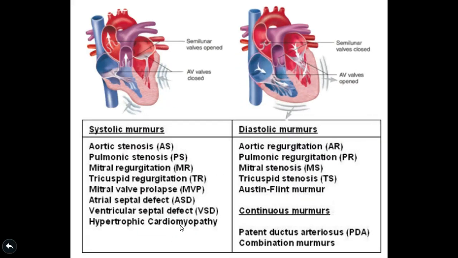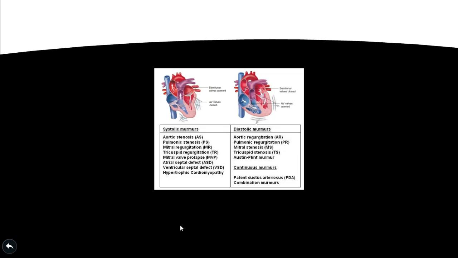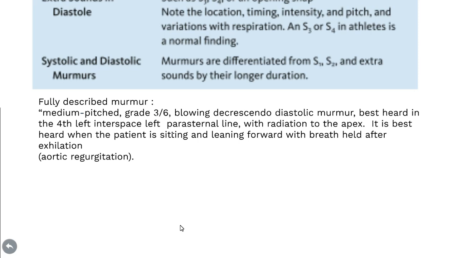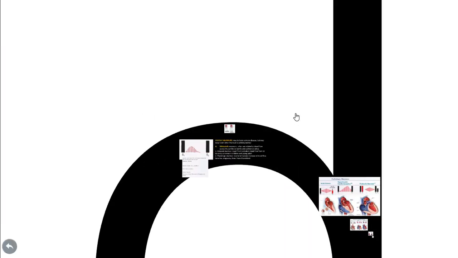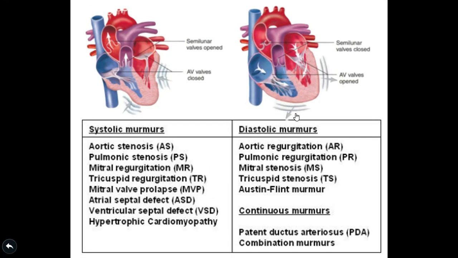Okay, next for the crescendo is the diastolic murmur. So diastolic refers to the timing of the murmur. In order to not forget, just remember this one. Systole is during the time the ventricle contracts. Diastole is during the time the ventricle relaxes. Okay.